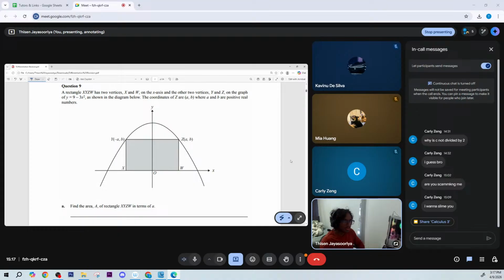This one here. A rectangle XYZW has two vertices X and W on the x-axis and the other two vertices Y and Z on the graph of y equals 9 take 3x squared, as shown below. The coordinates of Z are (a, b), where a and b are positive real numbers. Find the area A of rectangle XYZW in terms of a. So, Carly, how can I find the area of this rectangle?